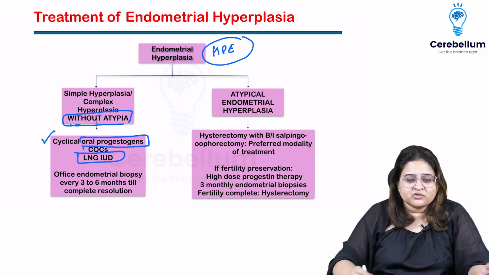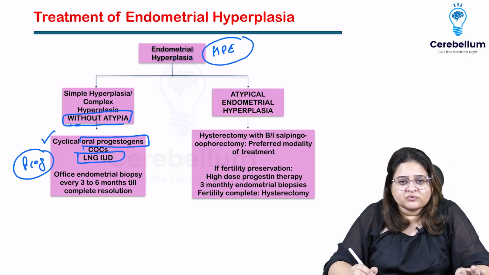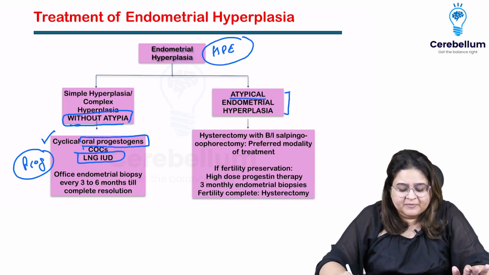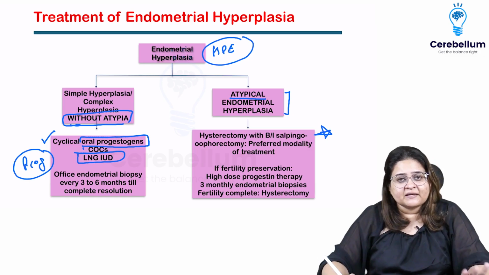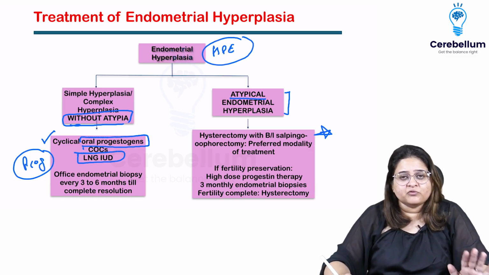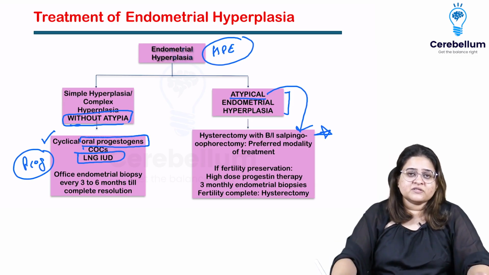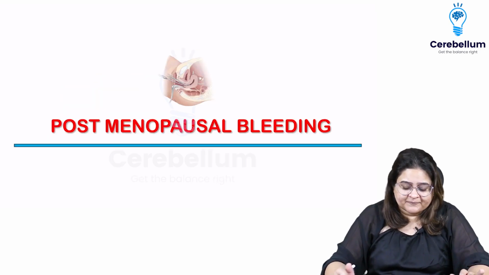Remember these two. Progesterone is what you should do, and continue taking office biopsies every 3 to 6 months till it has completely resolved. But if it has come as atypical hyperplasia, then what do we do? Then we do a hysterectomy, okay, with a bilateral salpingo-oophorectomy, removing the ovaries also, because in atypia there is almost a 30% risk of this woman developing endometrial cancer.